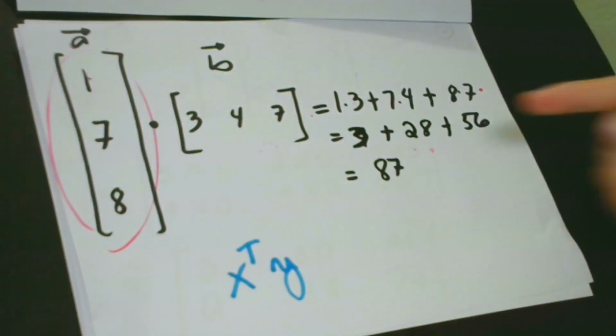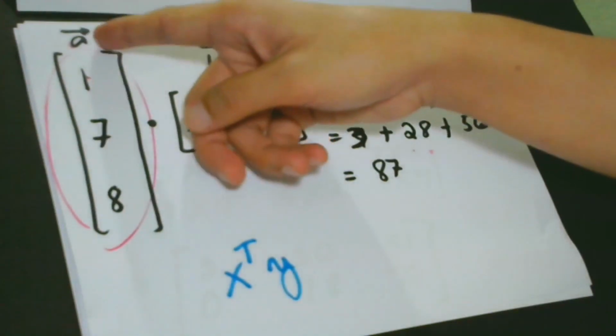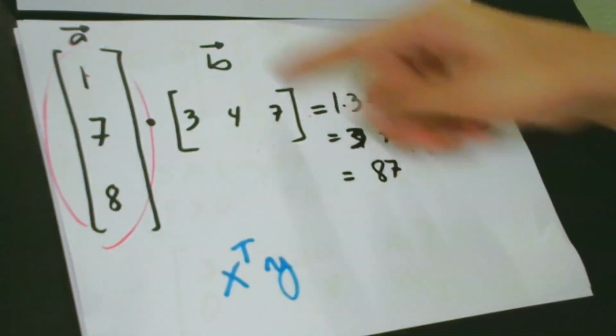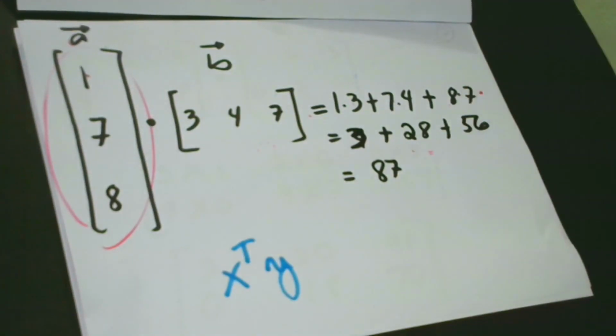And then lastly, we have the last elements. A is 8 and B is 7. So that is 8 times 7. So our formula now is 1 times 3 plus 7 times 4 plus 8 times 7, which is equal to, of course, 3 plus 28 plus 56. And when we total them, they become 87. Okay, simple.